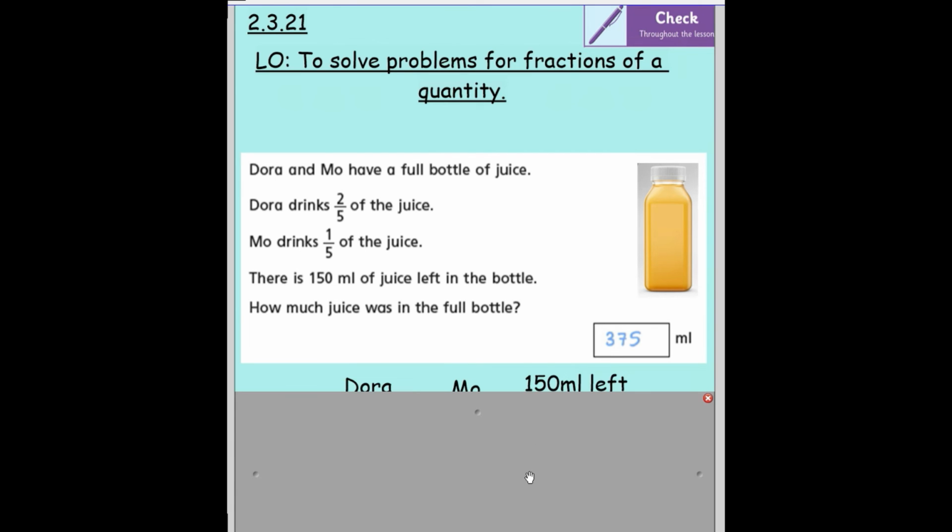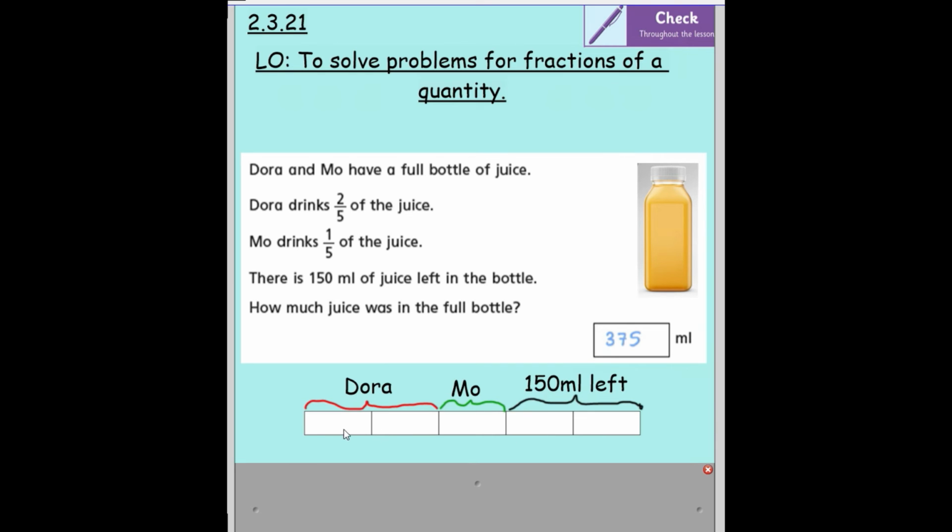What I did is I drew a bar model, and we've got 2/5 here for Dora, 1/5 here for Mo, and then here 150 was left because 2/5 add 1/5 equals 3/5. So I know I've got 2/5 left, which is 150. Now I know 150 equals 2/5. So 150 divided by 2 equals 75. So each part is worth 75. So if I multiply 75 by 5, I get 375.